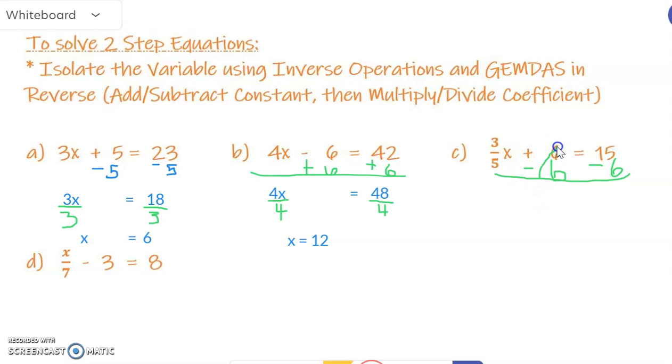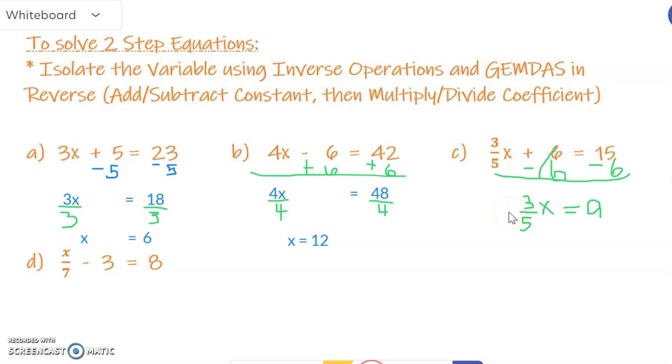This cancels out, so we've got, excuse how this is written, we've got 3/5 x left on this side, and then on this side, we've got 9.